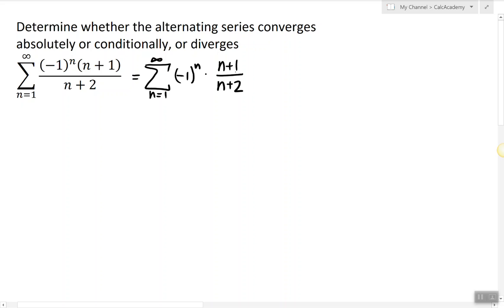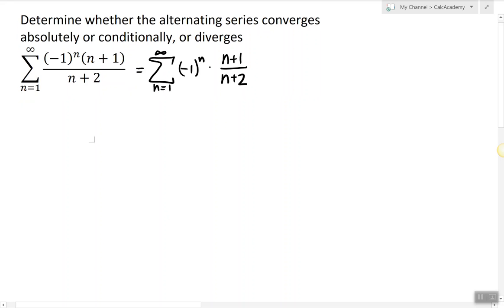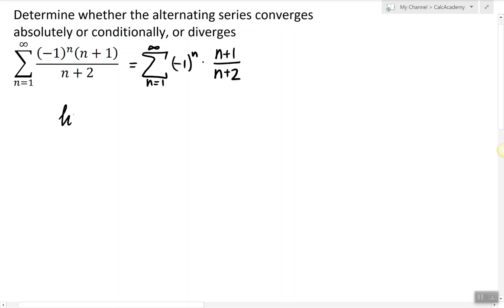Now, in order for us to use the alternating series test, we have to verify the three conditions. However, here, as a part of the alternating series test, we're going to focus on finding the limit of the non-alternating component. And here you can easily see that the limit is equal to 1.